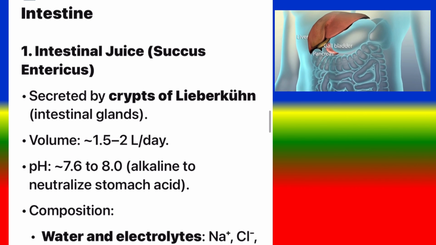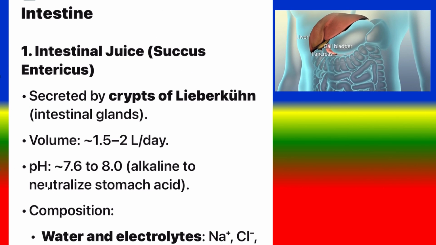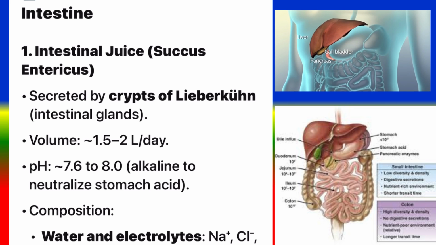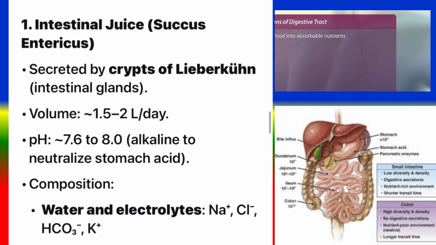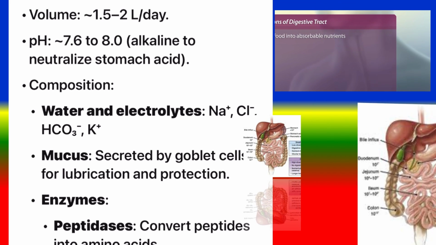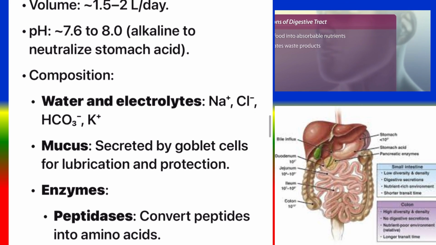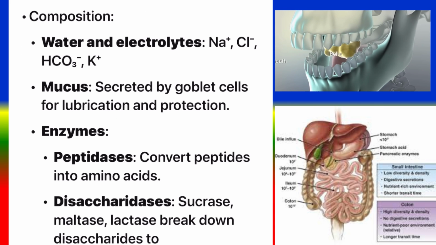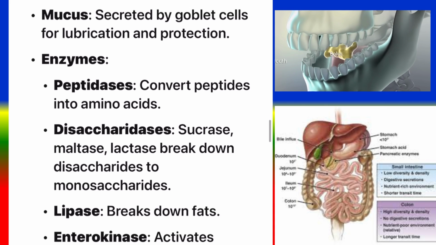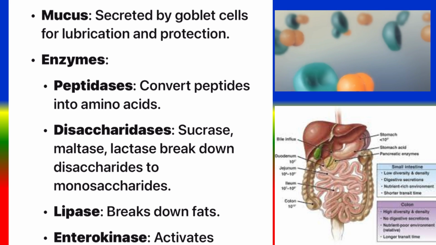Secretions of the small intestine. 1. Intestinal juice, succus entericus, secreted by crypts of Lieberkühn, the intestinal glands. Volume 1.5 to 2 liters per day. pH 7.6 to 8.0, alkaline to neutralize stomach acid. Composition: water and electrolytes, NaCl, HCO3. Mucus secreted by goblet cells for lubrication and protection.